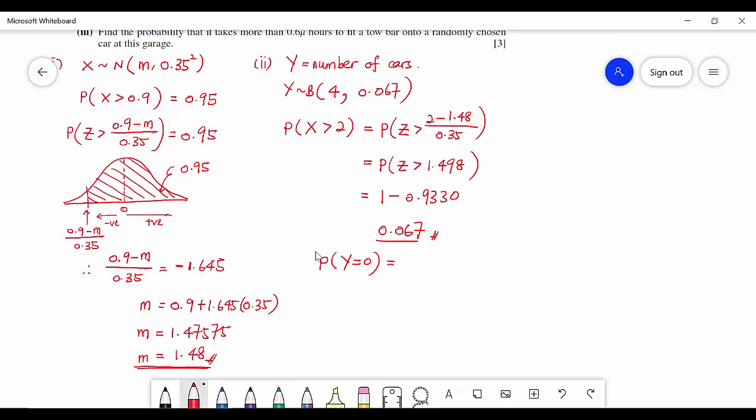So when you're having y equals 0, and now the y is binomial distributed, right? So you have to use the binomial formula, which is 4C0, 0.067 power 0, and then 1 minus p. So what is your 1 minus p here? It is 0.933. So 0.933 power 4. Okay, so if you press the calculator and correct it to 3 significant figures, it will be 0.758. Alright, so this is what we have for the second part.